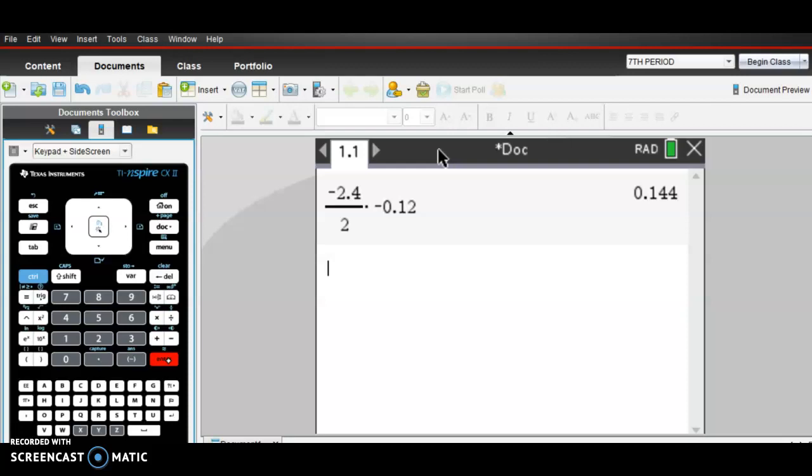It moved my negative 12 out. Let me try that again. So 2 times negative 0.12. So we have negative 2.4 divided by a negative 0.24 is a positive 10.